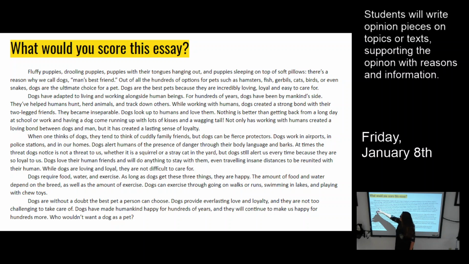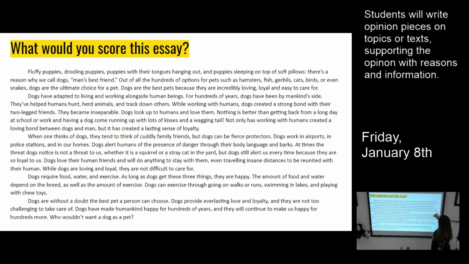Second paragraph. Dogs have adapted to living and working alongside human beings. For hundreds of years, dogs have been by mankind's side. They've helped humans hunt, herd animals, and track down others. While working with humans, dogs created a strong bond with their two-legged friends. They become inseparable. Dogs look up to humans and love them.